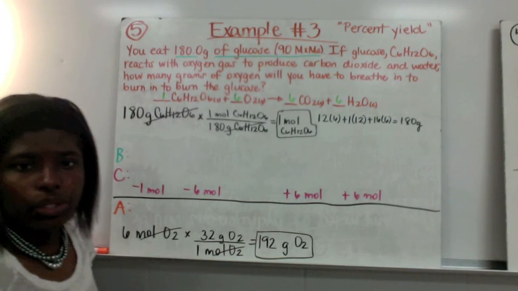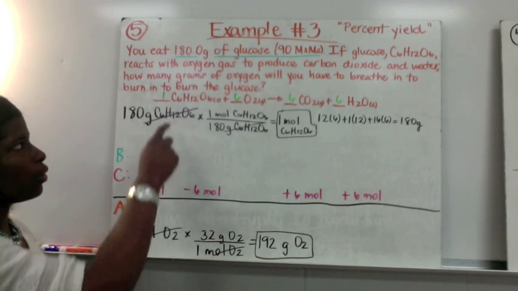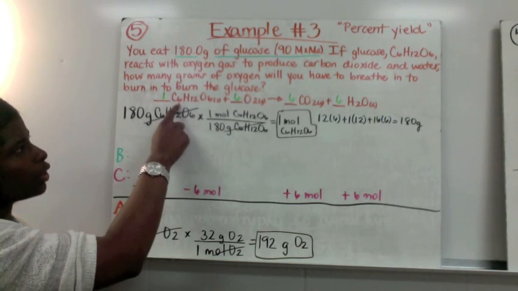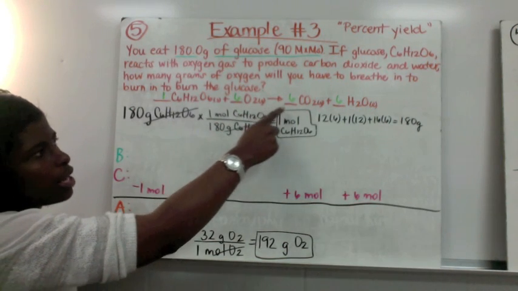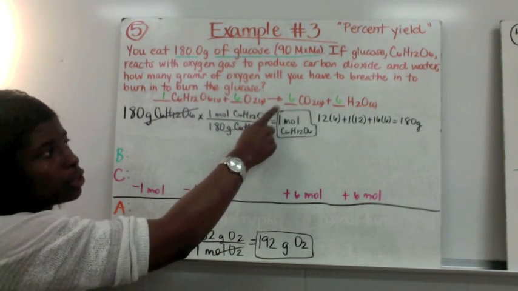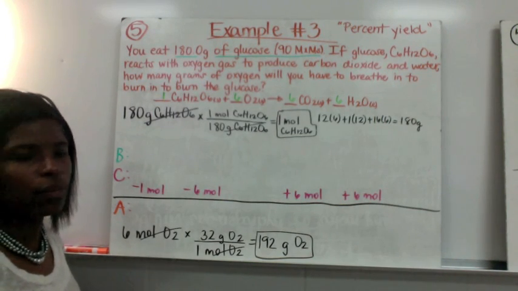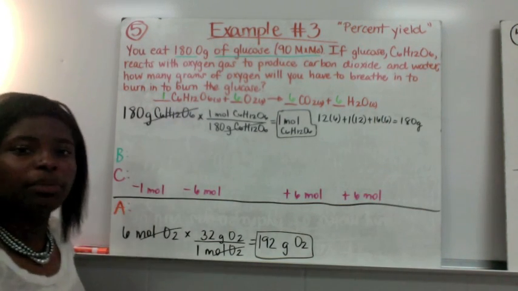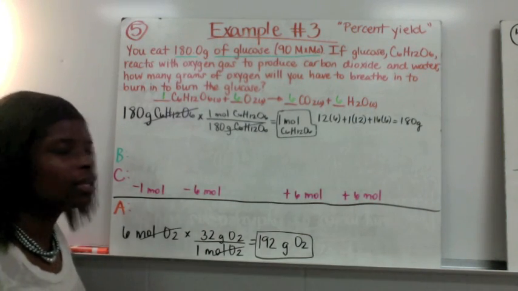So doing the same thing, we have to start with our balanced chemical equation. So you have 1 molecule of C6H12O6 plus 6 molecules of oxygen gas, and you produce 6 molecules of carbon dioxide, and then you also produce 6 molecules of water. So this equation should actually be familiar to you because this is cellular respiration minus your ATP.